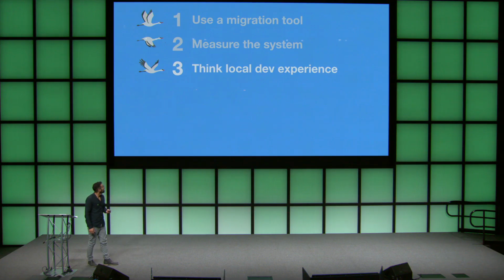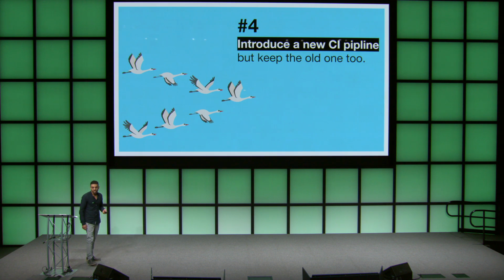I can say that today the local experience isn't perfect. It's not fantastic, but it is OK. And it's really worth the trade-off of moving to faster builds on CI and locally. So yeah, number 3 is think local dev experience. Number 4, introduce a new CI pipeline, but keep the old one. And I'll explain.